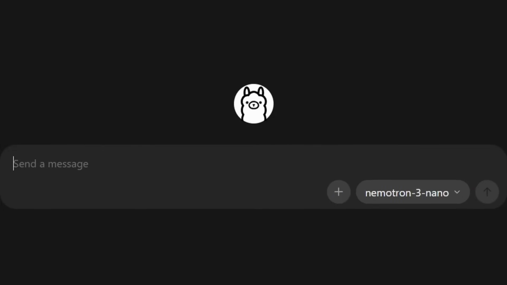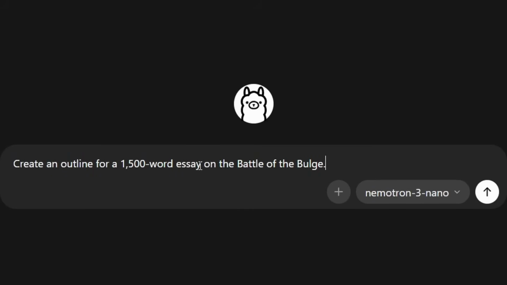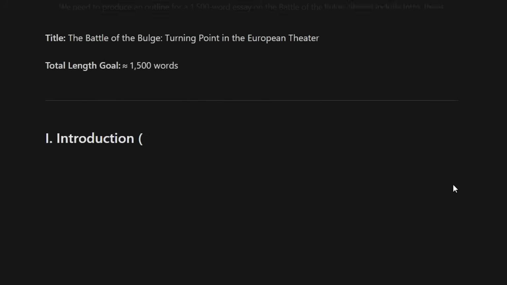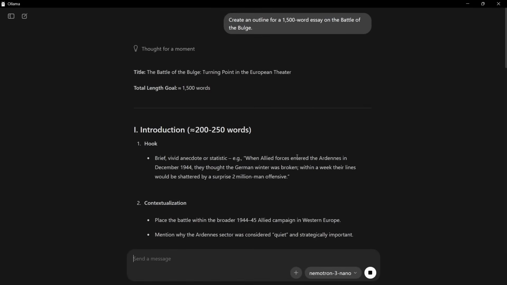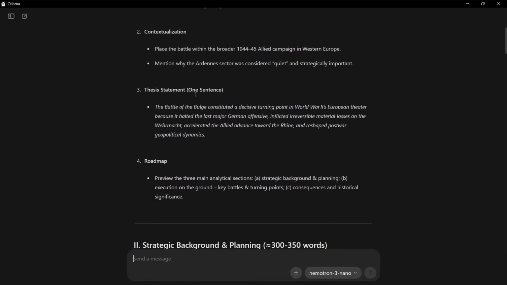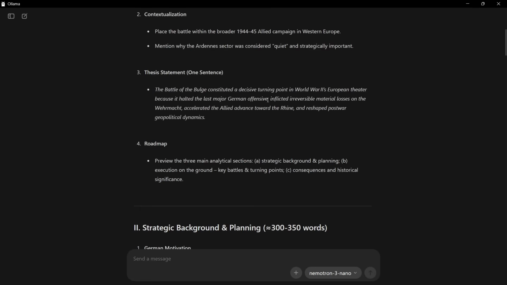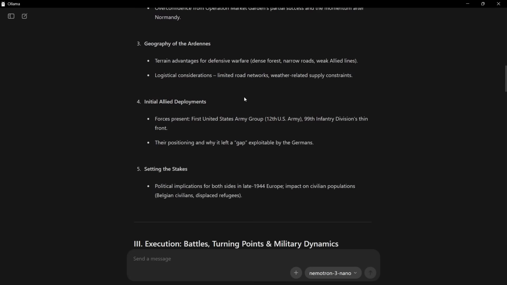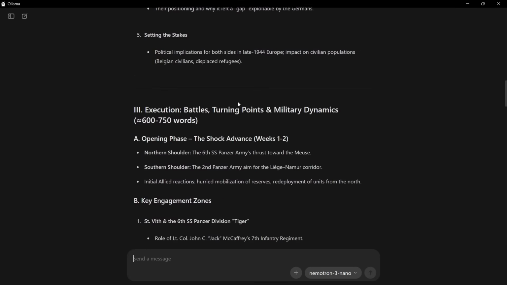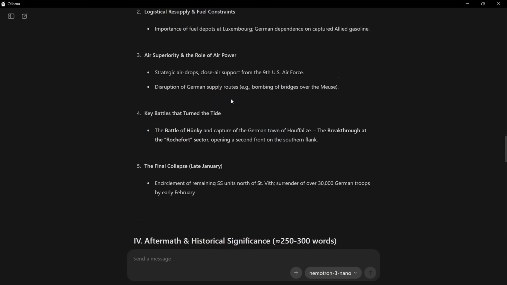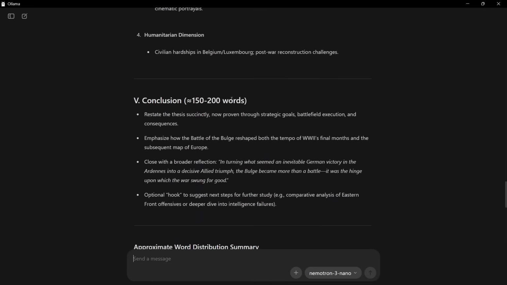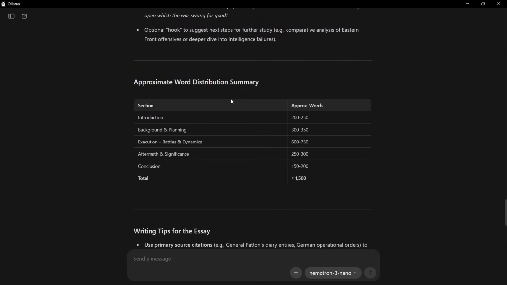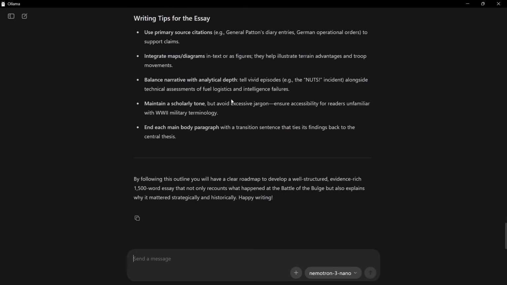Okay, so let's try some creative writing. Create an outline for a 1500 word essay on the Battle of the Bulge. To do this, you've got to have some knowledge of history. Okay, the Battle of the Bulge, the turning point in the European theatre. So it's introduction, the Battle of the Bulge, decisive point, World War II, yes. German motivation, Allied forces, the geography of the Ardennes. This is good. It's worked out what the battle is, and it's given a good outline here. So I'm just going to accept that without reading it too much. It seems to be fairly good. It kind of understands what's going on. So that's a good answer.